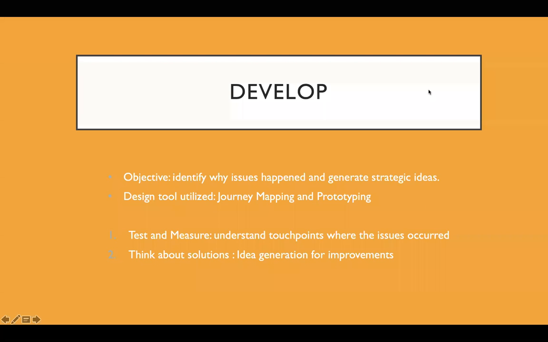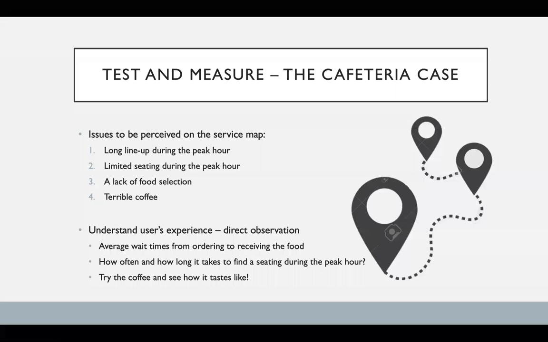In this develop stage, our purpose is to identify why those key issues happen and generate relevant ideas. The design tools utilized during this stage are journey mapping and prototyping. First, we will test and measure those issues to understand the experience better, and then we will generate ideas for improvement. So first, we will use the cafeteria case as an example to show the process.